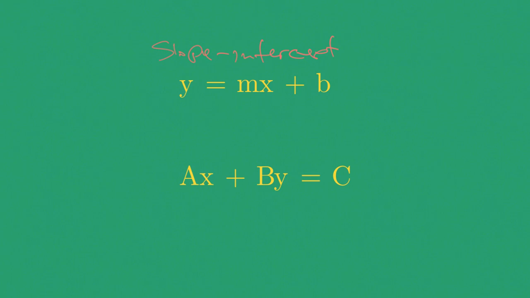ax plus by equals c. Does anybody remember what that form's called? Starts with an S. That is standard form. Slope-intercept form, y equals mx plus b. Standard form, ax plus by equals c.